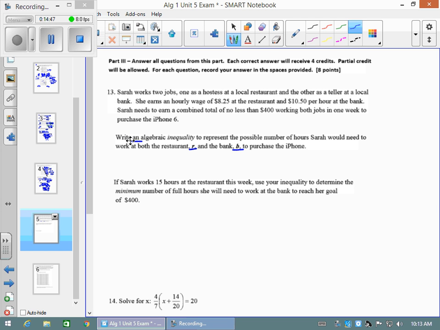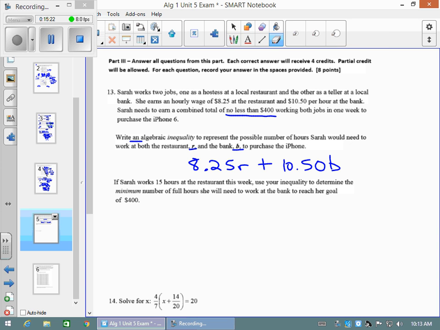So if she makes $8.25 working at the restaurant, we would start by writing down $8.25 times R plus, because she makes more money working at the bank, so the addition, $10.50 for every hour she works at the bank, and we want to know how long she would have to work to make no less than 400. So no less than really is the opposite of less than. If less than means this, no less than means the sign goes the other way and is inclusive. So that would be your inequality.